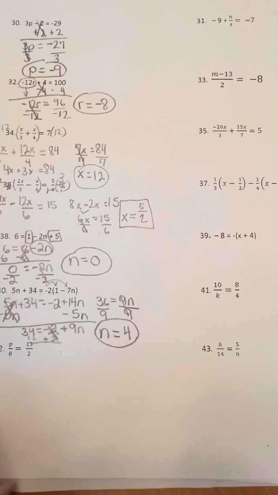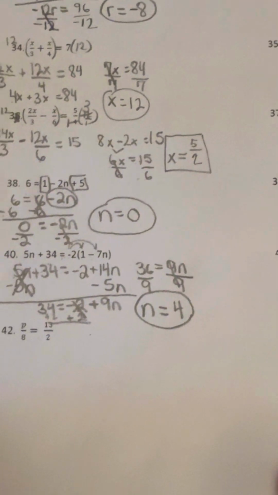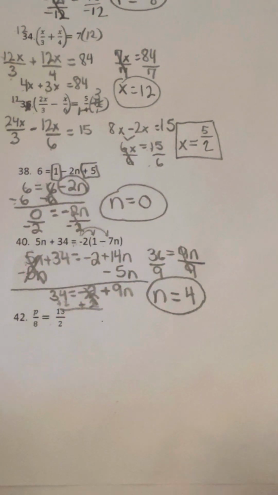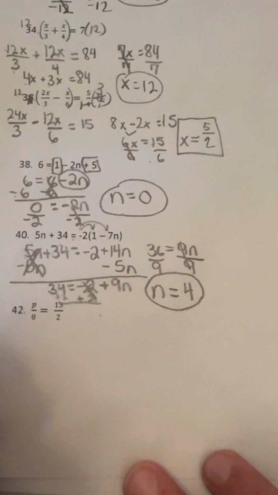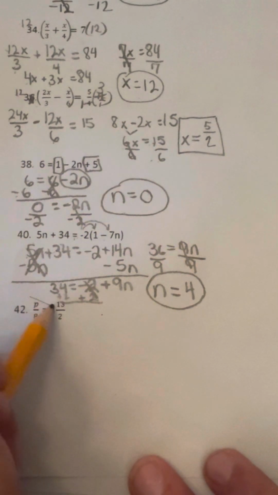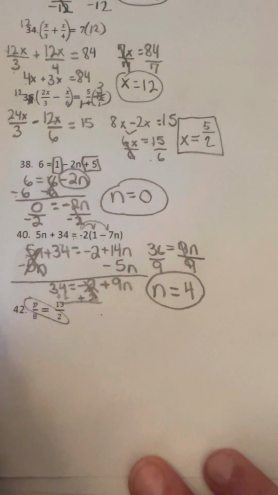So let's go ahead and get started and let's find out what we're going to do here. Now, what I like to do with proportions is I like to do cross multiplication. So I'm going to multiply across the diagonals.